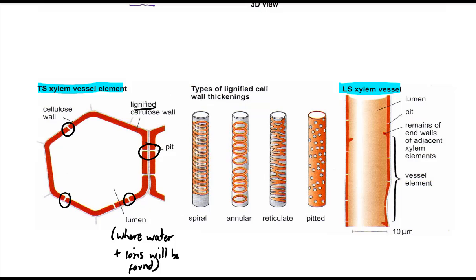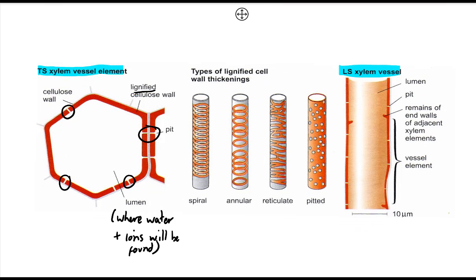Now the types of lignification you can have are spiral and annular, or reticulate and pitted. Now these two are generally found in growing parts of the plant.